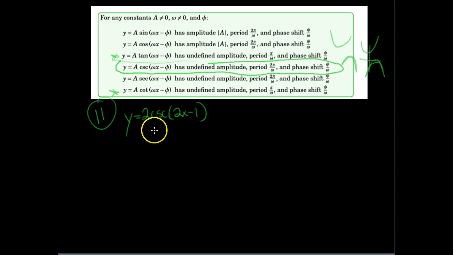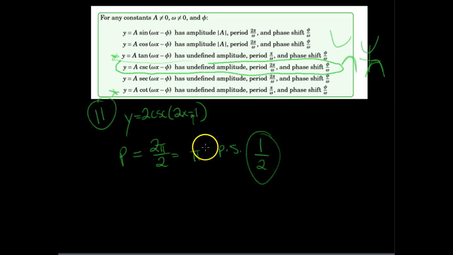Okay, so with this, we can at least find the period. So in this case, it's 2 pi over omega again, which in this case is 2. So we know that the period is equal to pi. And we can also find the phase shift. And since it's of this form, with the minus right there, all we have to do is phi, which is negative 1, or just 1, over omega, and omega is 2. So the phase shift is 1 half.